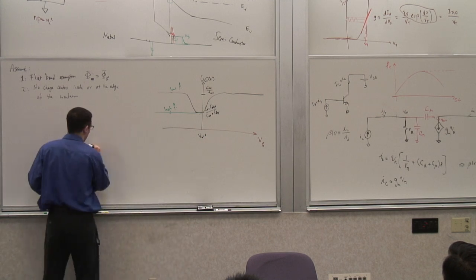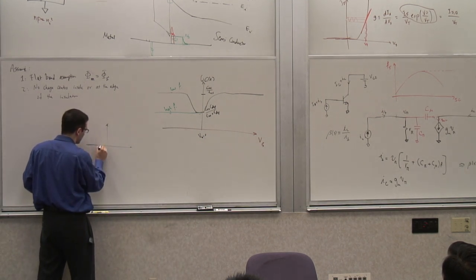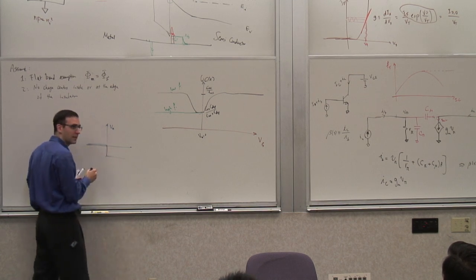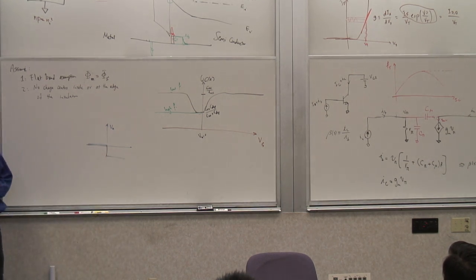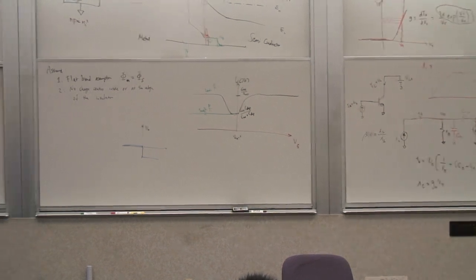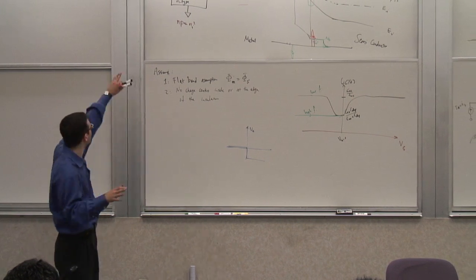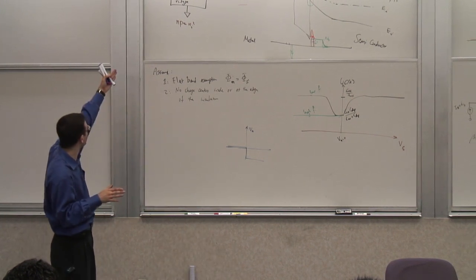Now, what happens if I apply a sudden negative step to the voltage? I'm talking about something like this. VG is 0, up to 0, and then boom, it goes down to a large negative voltage. What do I expect from C, as the value of the capacitor? What do you think will happen? Before talking about the capacitor, what happens in that picture?